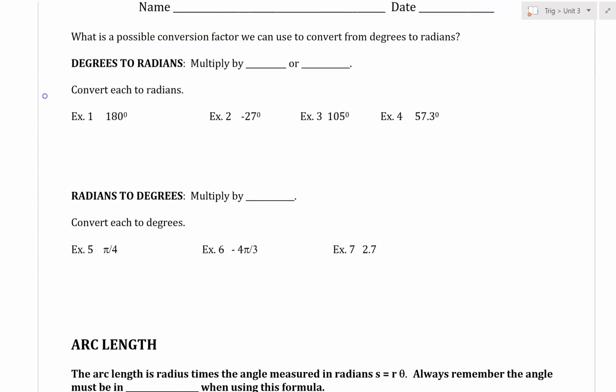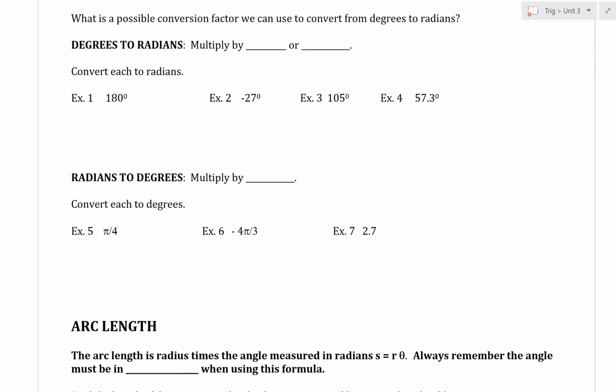So, what is the possible conversion factor we can use to convert from degrees to radians? Well, we can do this one of two ways. We can either multiply by 2 pi over 360 degrees, but that really simplifies down to pi over 180. So in this case, you would want to use that particular one. It's saying convert each to radians.